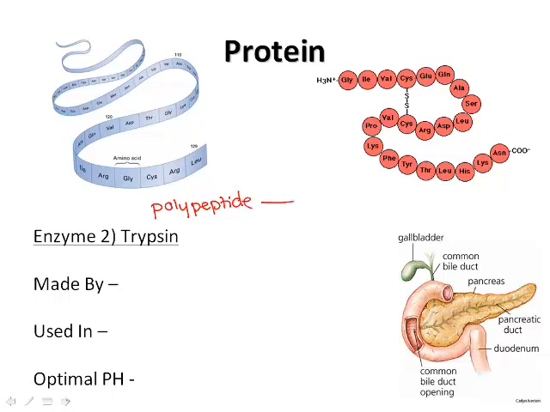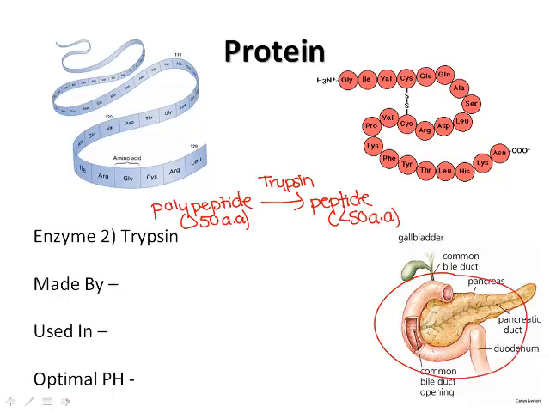Now this needs to be broken into a peptide before we can use it, and then broken down into our amino acids. So polypeptide, more than 50 amino acids, breaks down into our peptide, which is less than 50 amino acids, but it is still a chain of amino acids. This is going to be done by trypsin. So trypsin is our enzyme that breaks it down into peptides, and this occurs in the small intestine.